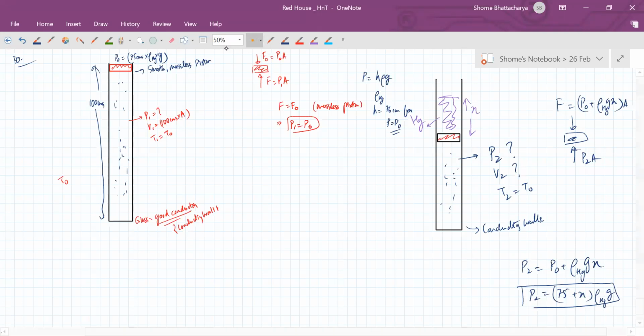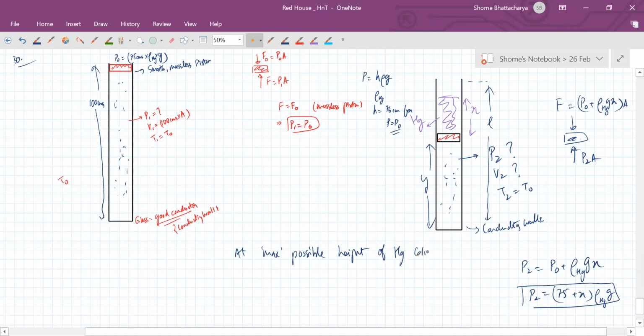Okay. So now it's asking what is the maximum height to which mercury can be poured. The maximum height to which mercury can be poured is a situation when X plus whatever this length is, Y, becomes the original length, L. So at the maximum possible height of mercury column, X, what is going to happen is that it's going to look like this. Mercury is ready to overflow now because it's reached the top here.